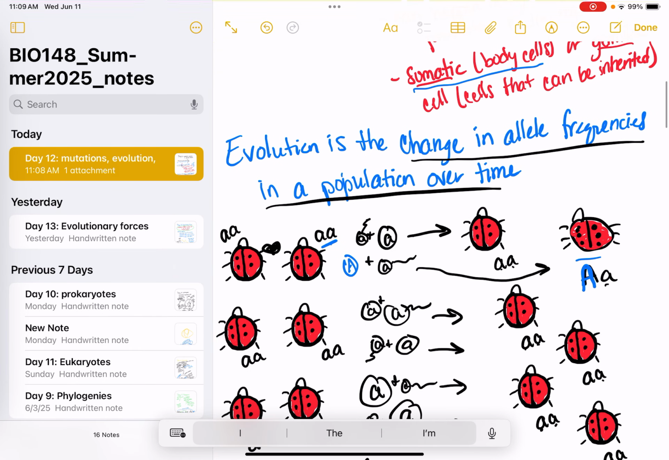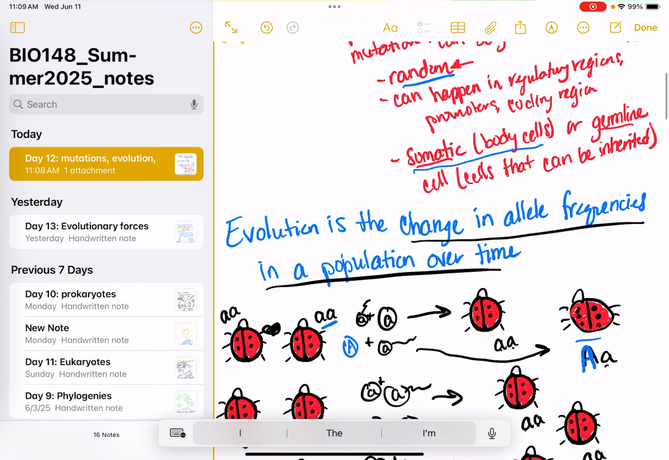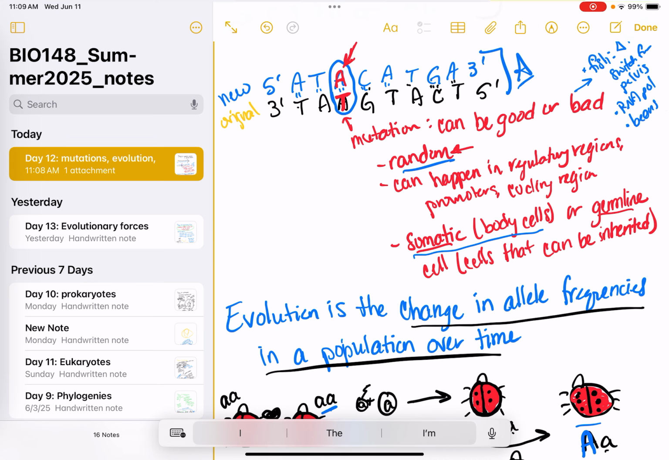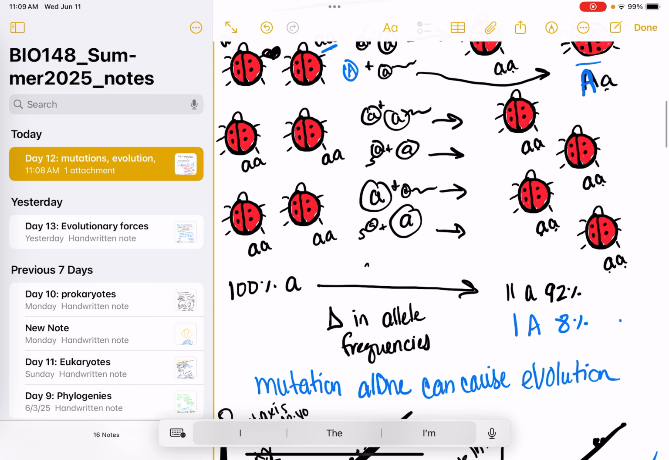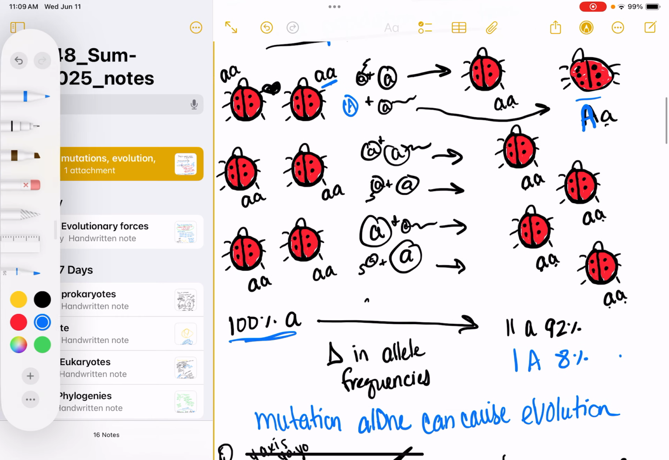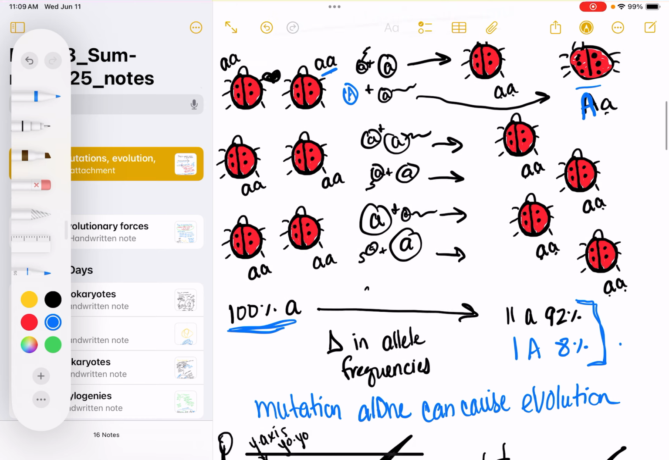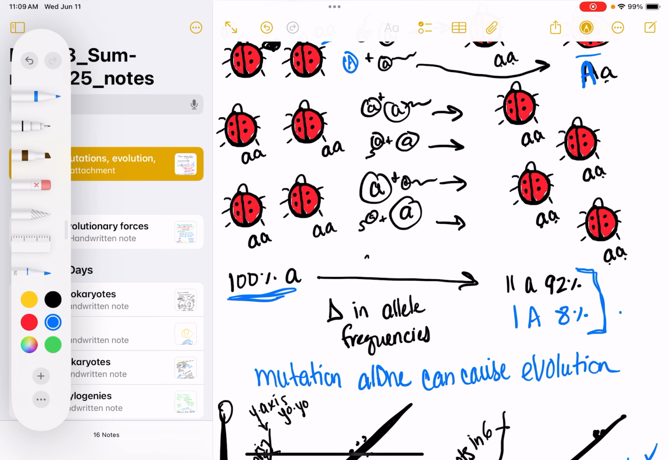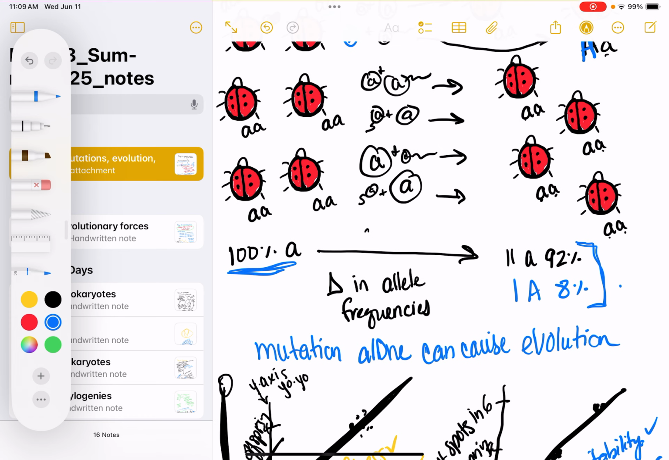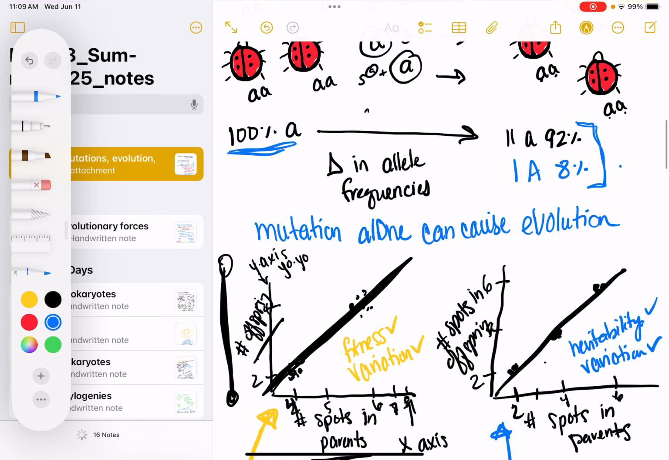Remember here that evolution is a change in allele frequencies in a population over time, okay? And so mutation alone causes this change. So here in this population, I had 100% A to start with, and then after this mutation happened, I had changed my allele frequencies so that I had 8% of the capital A and 92% of the little a, right? So mutation alone can cause a change in allele frequencies.